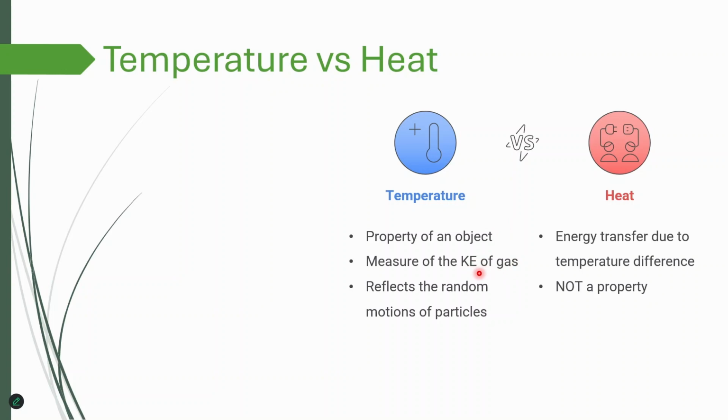Because gas particles are constantly in motion, this temperature reflects that random motion of particles. We will talk more about this, like how gas moves and what kind of metrics we have in order to quantify this motion of gas particles. But for now, we just learn temperature as a property that reflects these random motions of gas particles.